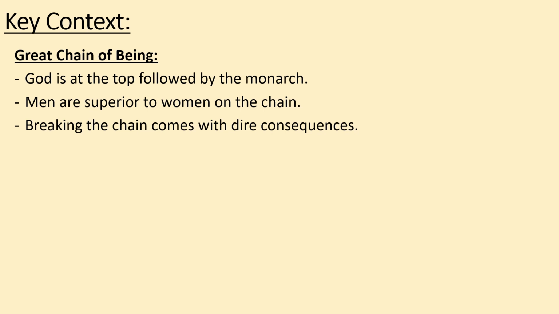So I'm going to run through some key context with you. And these are the things, remember, that are really easy just to drop in that why section of the paragraph or after a quote. So the great chain of being, really important to know about. God's at the top, followed by the monarch. So do you remember that pyramid? It has to be God and then the monarch. In terms of men and women, men are higher up on the chain than women are, as they were considered to be superior. But also, breaking the chain comes with dire consequences.